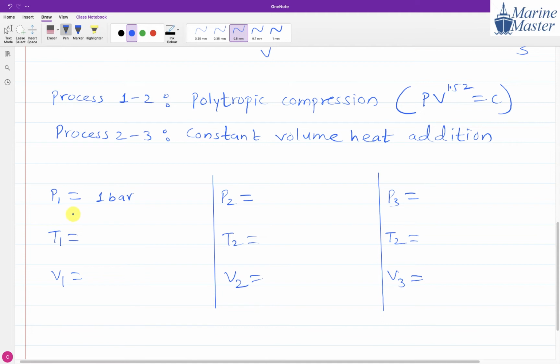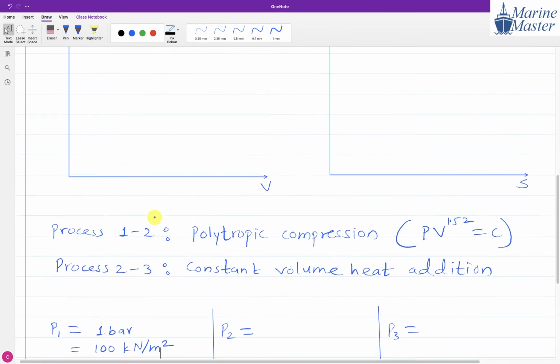Now 1 bar means 100 kilonewton per meter square. So always remember, 1 bar is equal to 100 kilonewton per meter square. And in this chapter, our favorite unit of pressure is kilonewton per meter square. So here we converted bar into kilonewton per meter square. This k is small, N is capital, m is again small. That is the unit of pressure.